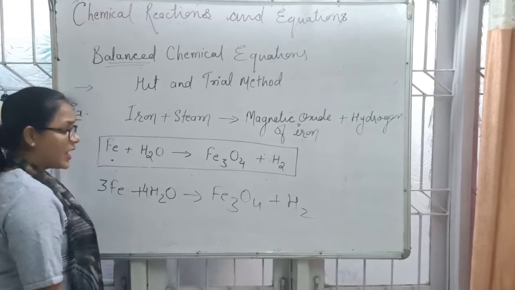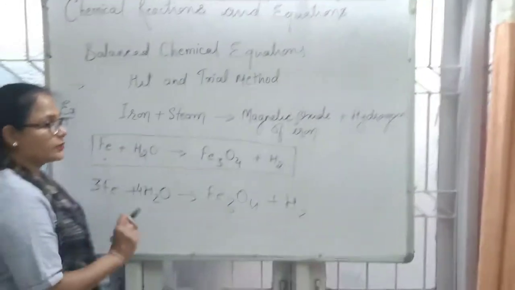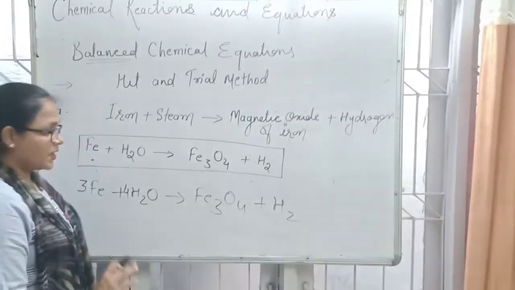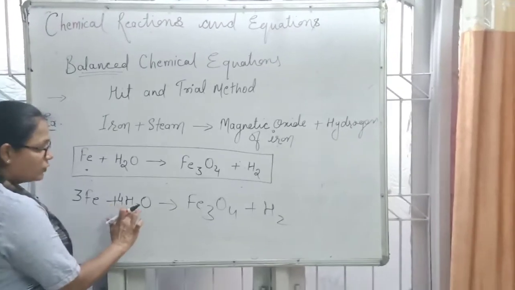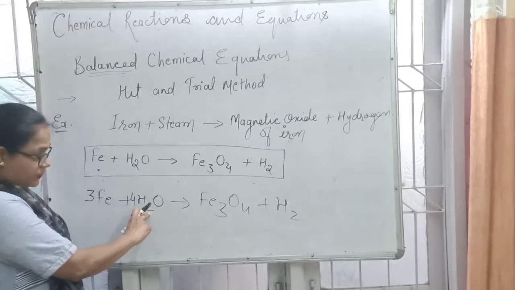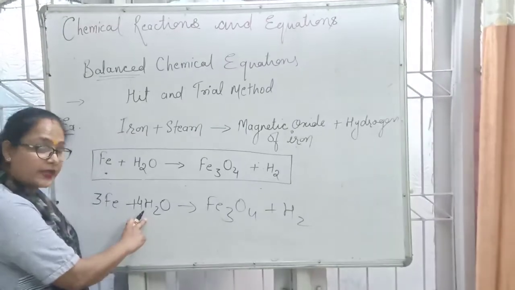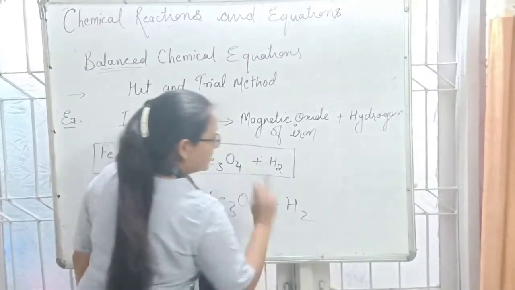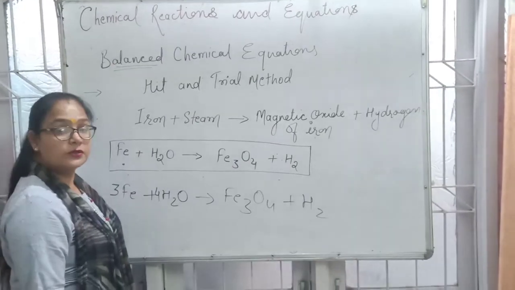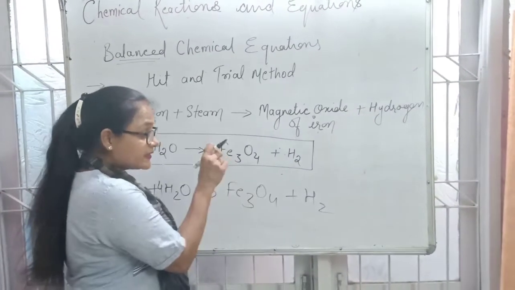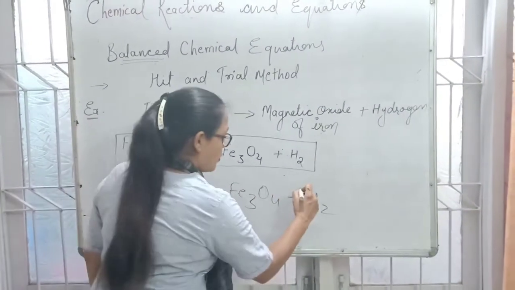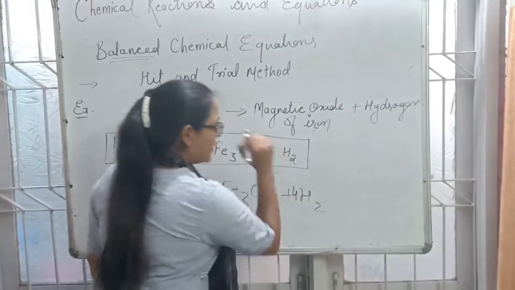Clear? Now the balance of hydrogen is disturbed. Now here 4 twos are 8. On the reactant side, hydrogen is what? 8. But on the product side, hydrogen is only 2. I want to make it 8. For this, I will write 4 here.